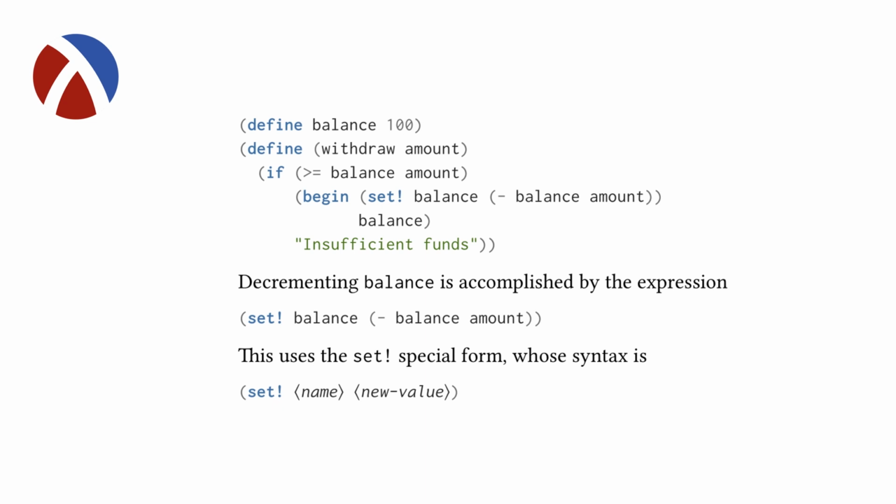And this gives us the ability to assign a value to an existing variable. So here we're just basically subtracting the amount from the current balance, and then we have a second expression, which is what the begin procedure allows us to do, is to have multiple expressions that is going to return us the balance amount. If the balance is less than the amount that we're trying to withdraw, we just get the insufficient funds string.